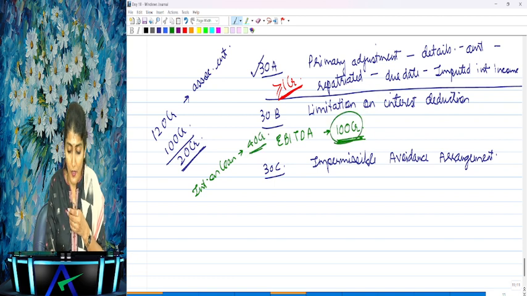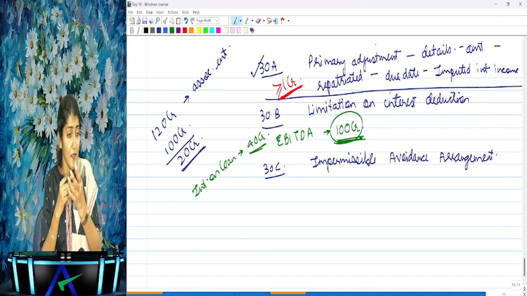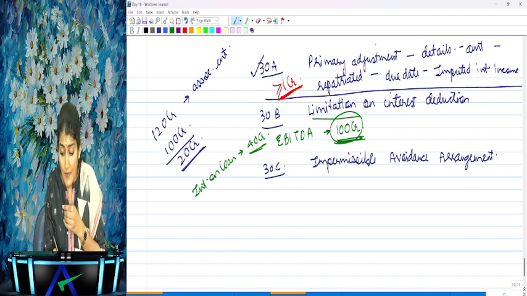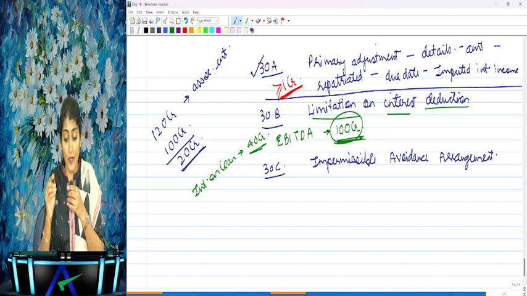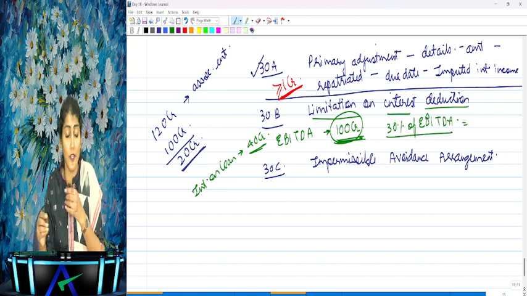And how much is your EBITDA? Say 100 crore. Now interest expenditure, is it allowed as a deduction? Yes. But there is a limitation on interest deduction. What is the limitation? Up to 30% of EBITDA you can take it as an expense in the current year. Remaining you need to carry forward to the next year.